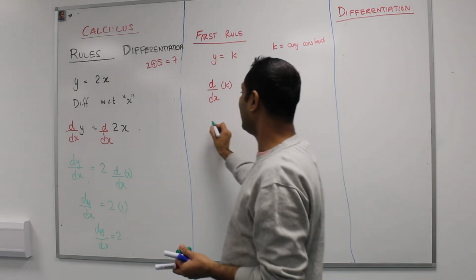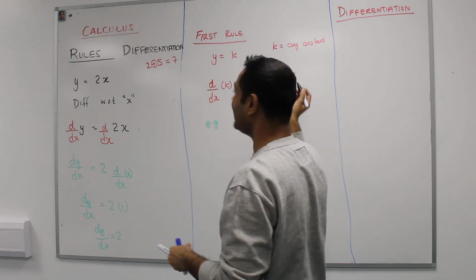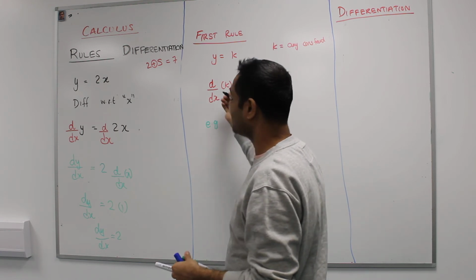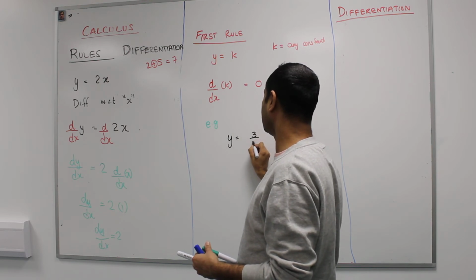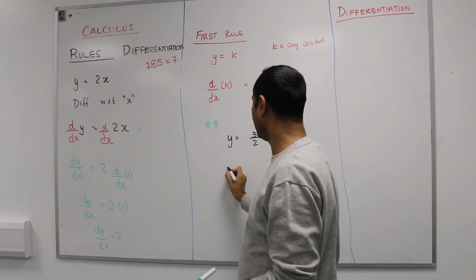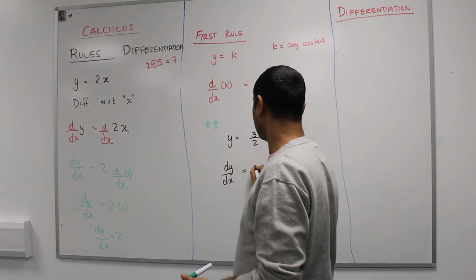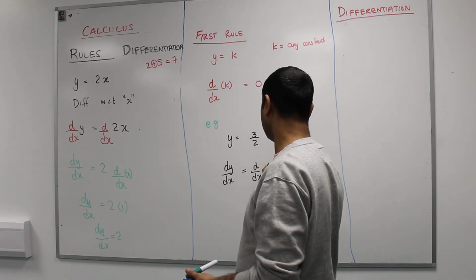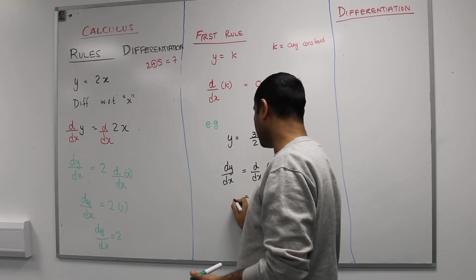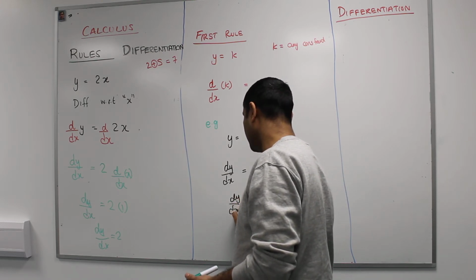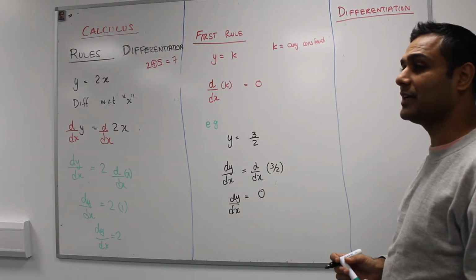K is any constant. Let me give an example. Let's say y equals 3 over 2. You don't have to actually write 3 over 2; you can write 1.5. I'm still going to write 3 over 2. I don't need to solve that one. Just put 0. d over dx of a constant is 0.